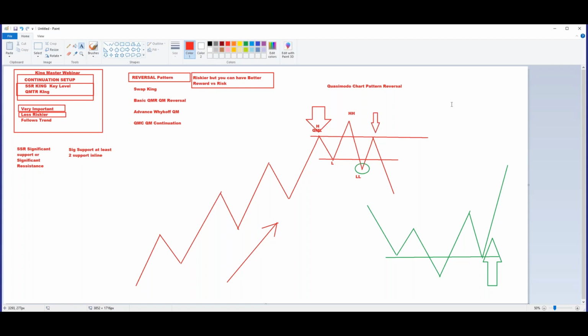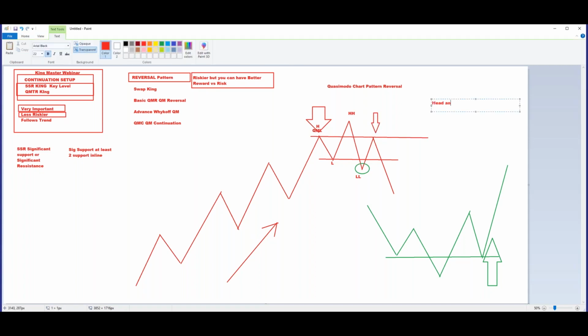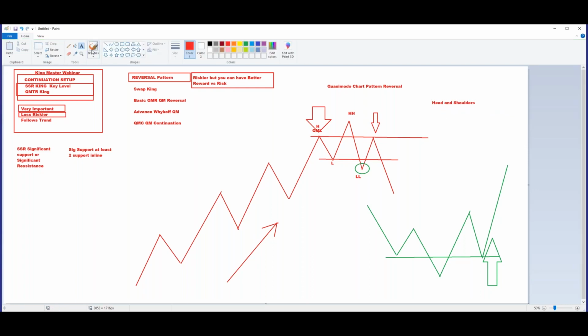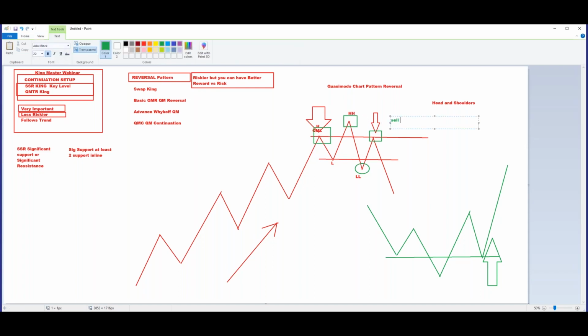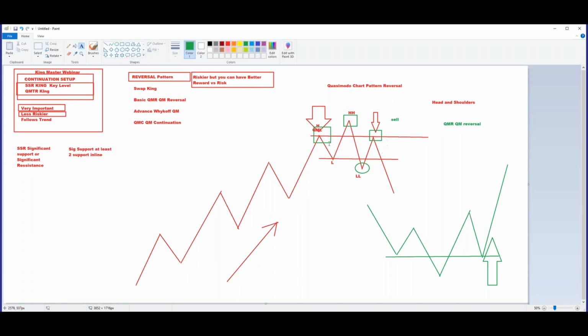It is also called a HNS, head and shoulders, because we have two shoulders over here. This is your left shoulder, and then we have the head over here, and this is your right shoulder. Right shoulder is where we expect to sell. So this is a QMR or QM reversal. So far follow or not? Should be easy. Later we will see all the examples here.